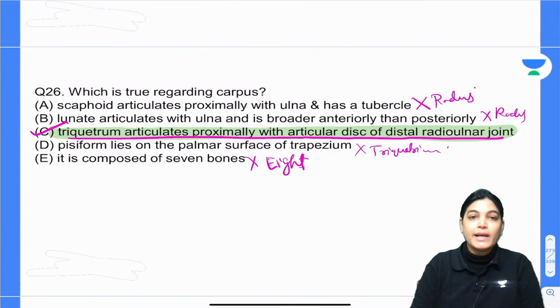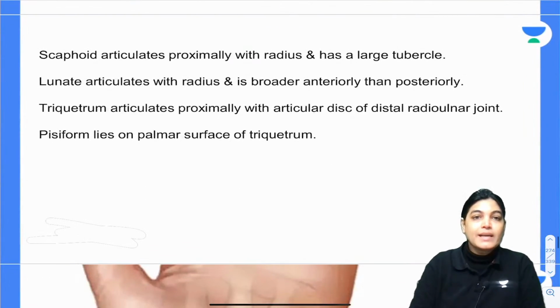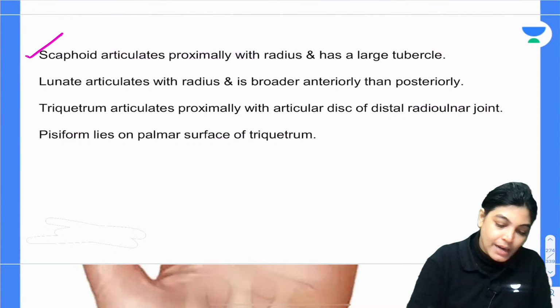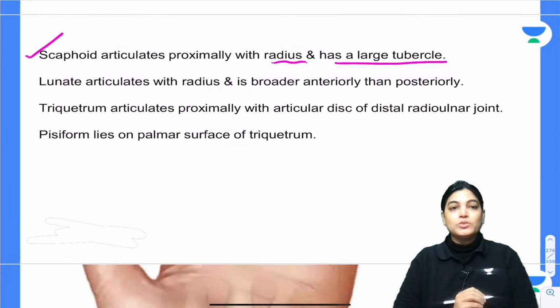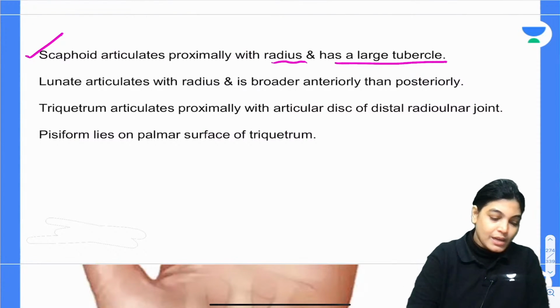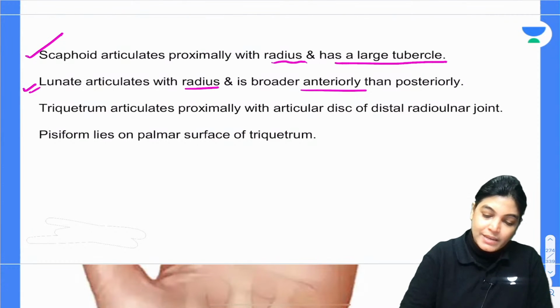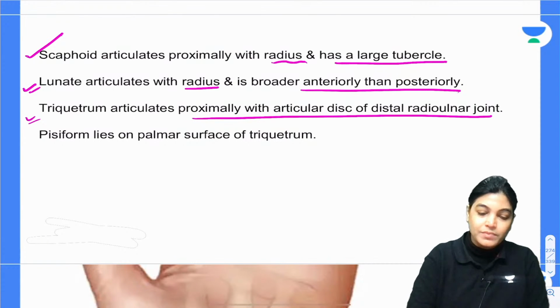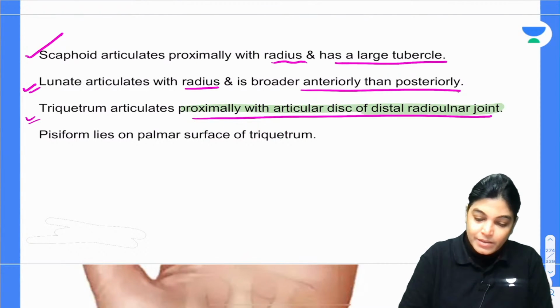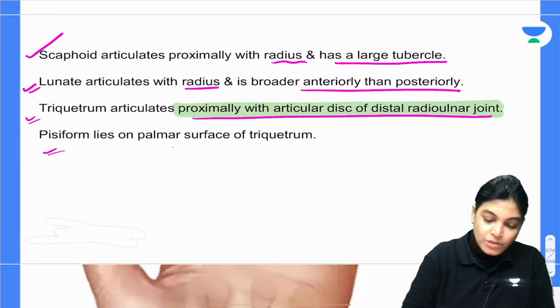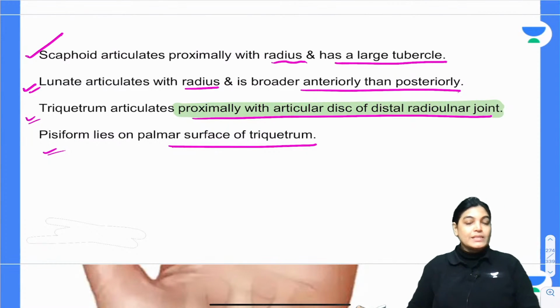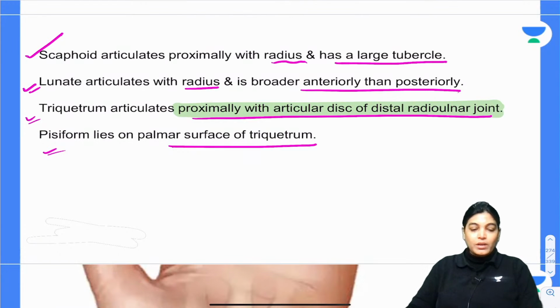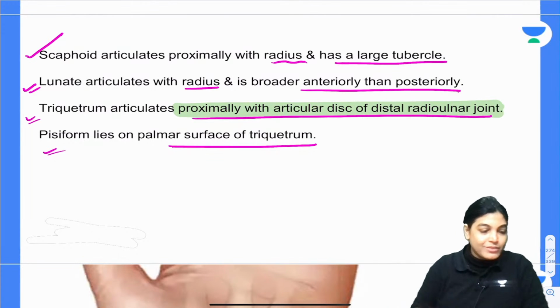So let me show you the explanation here. Scaphoid articulates with the radius bone and has got a tubercle. So this is the correct statement. When we are talking about the lunate, it articulates with the radius and is broader anteriorly than posteriorly. Triquetrum articulates proximally with the articular disc of distal radioulnar joint. Got it? Pisiform lies on the palmar surface of triquetrum. Just now I told you it is located on the palmar aspect of triquetrum bone. Now, I would like to show you the same with an image so that you can better understand.